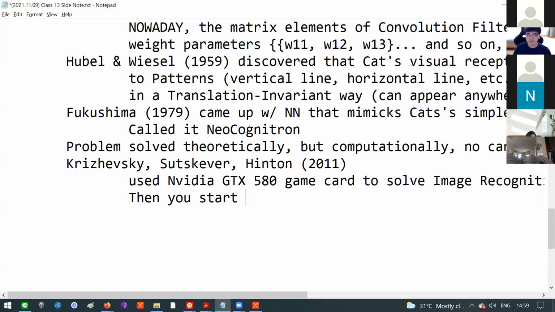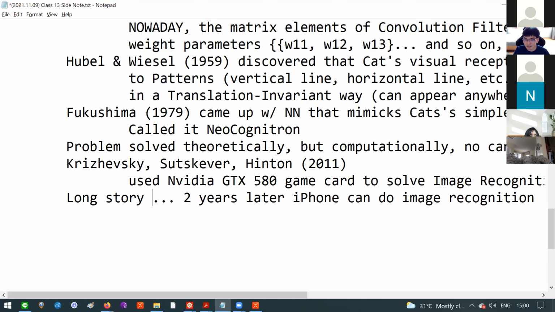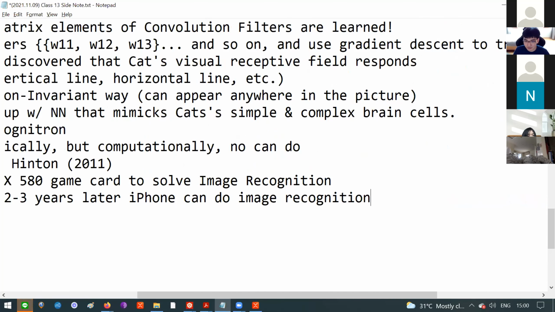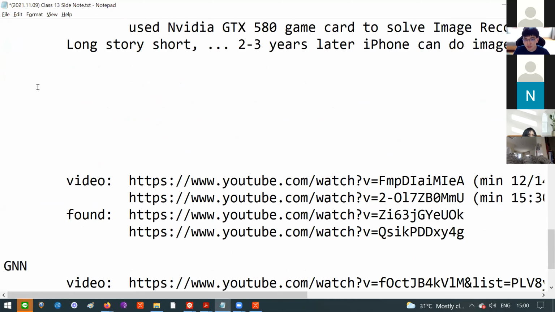Then you start to visualize. Blah, blah, blah. Two years later, long story short. So two years later, that's basically how this works. Now, if you'd like to see the inspiration, how this works, see.